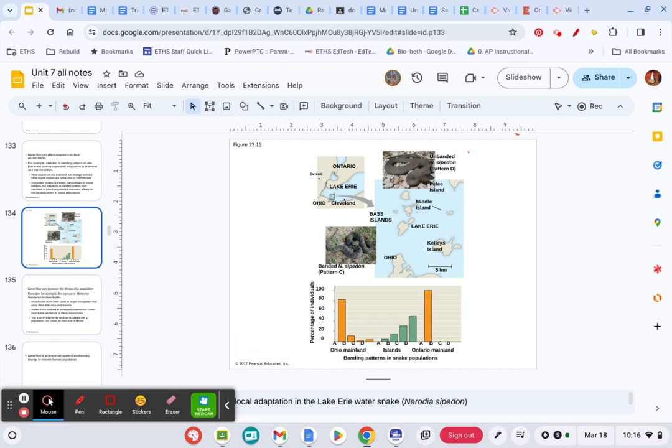Well, these guys can commute. Commute? I don't know if that's really the word. They can swim across the water. So there isn't that isolation that we would typically see. So the ones on the island have lost a lot of their banding pattern because they're more camouflaged if they don't have a band pattern. However, because some of the snakes from the mainland keep swimming over to the island and reproducing with the ones on the island, they still have some that have banding patterns.